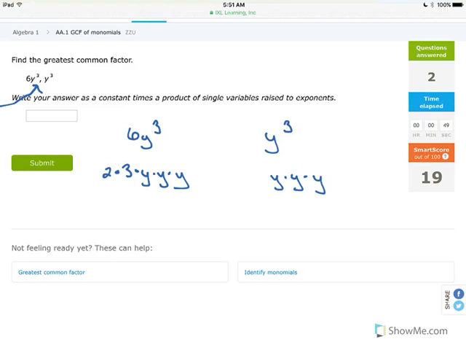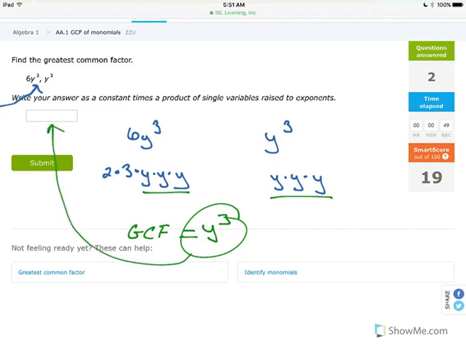So what do they have in common? They don't have any number parts in common, but they do have 3 y's in common. So it's going to be y to the third as your greatest common factor.